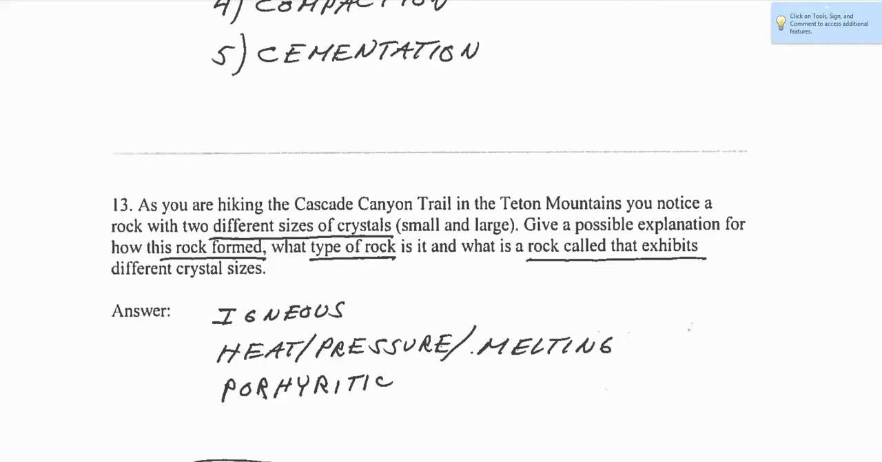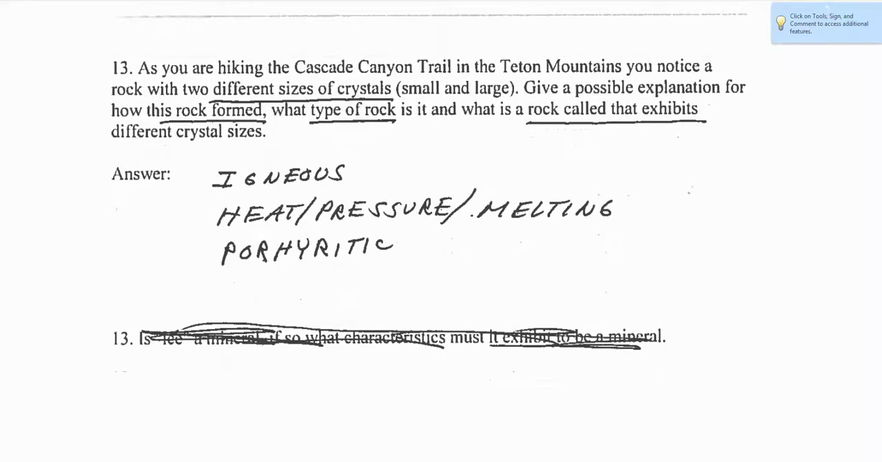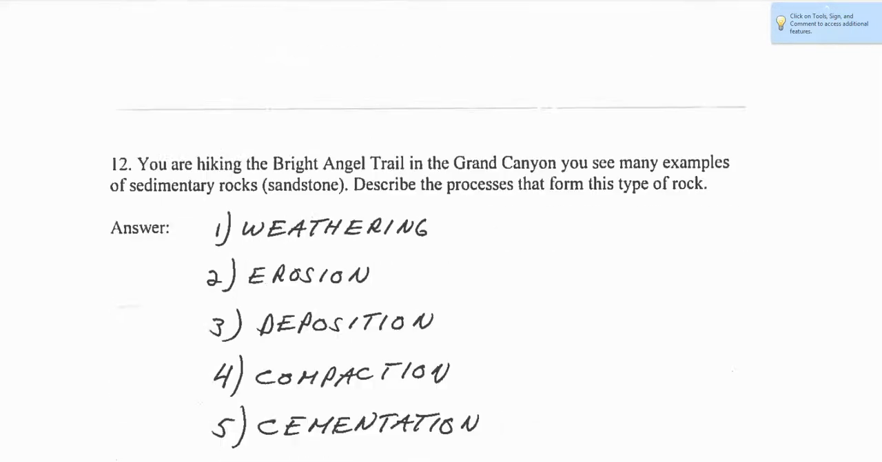As you are hiking the Cascade Canyon Trail in the Tetons, you notice a rock with 2 different crystal sizes. Well, that's going to be porphyritic. Give a possible explanation for how this rock is formed. Well, you know it's going to be igneous, and you're going to have heat, pressure, melting. You could also say the large crystals formed when it was intrusive, and the small crystals were formed when it was extrusive. And we didn't have to do that one there.